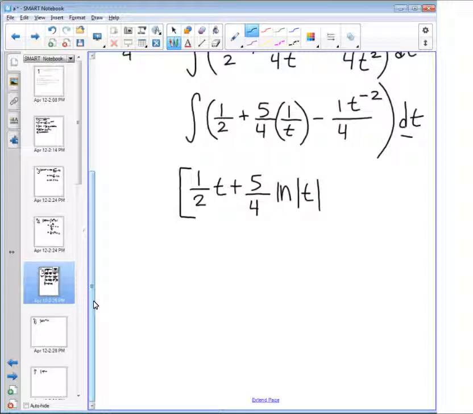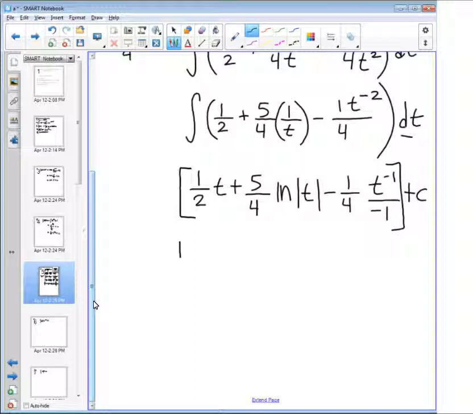Next term, so we have minus 1 over 4. That's our constant part. But we have to integrate the variable part. So what we're going to do is just like every other time, it doesn't matter if it's a negative exponent, we're going to add 1 and divide by the same power. So we get t to the negative 1 over negative 1. And close my brackets. So let's try and clean up that last term over there.